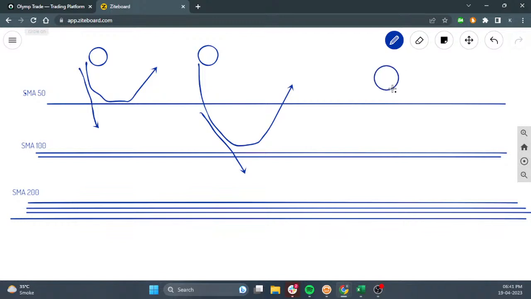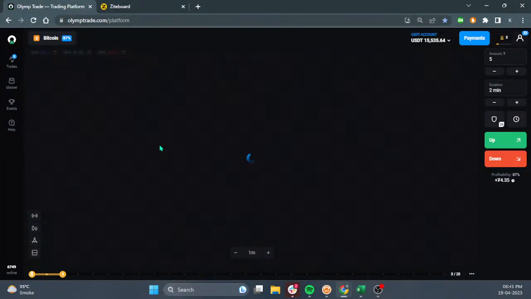And the last case, if it crosses SMA 100 also, it can cross and bounce back from SMA 200 or it can cross over here. So these six phases are possible. Just to make it simpler again, whenever there is an asset and it touches SMA 50, it can reverse or it can cross it. The same is for SMA 100, same is for SMA 200, like this.